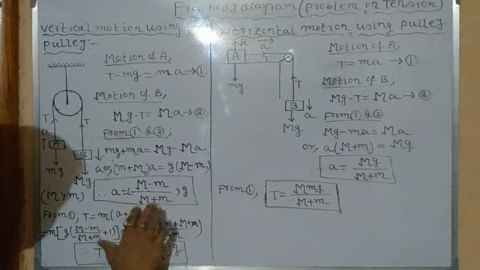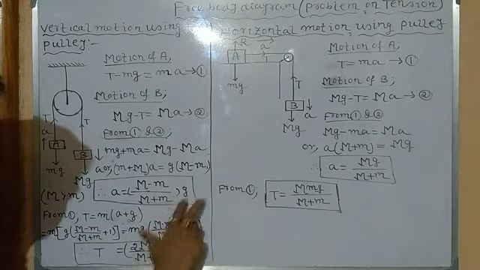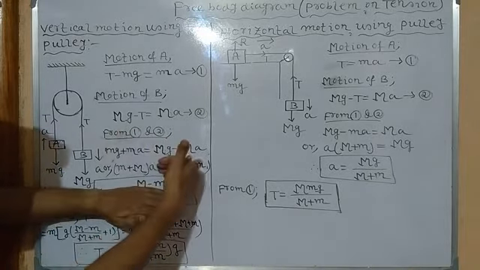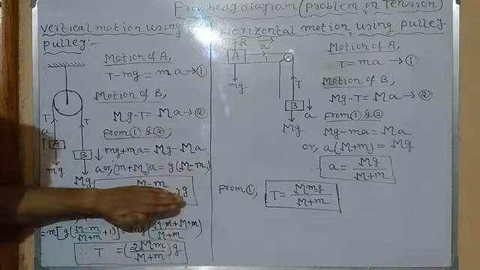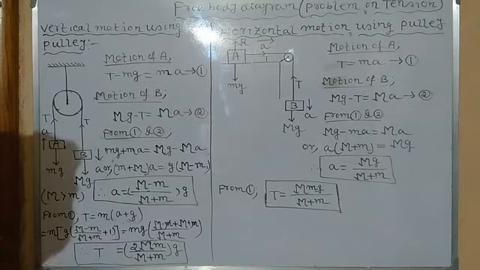So in the denominator you can see both are equal, in case of acceleration and tension, that is m plus m, g. Only the difference is in case of acceleration, heavy mass minus lower mass, and in case of tension, double the product of the two masses. Very clear. You have to practice this.